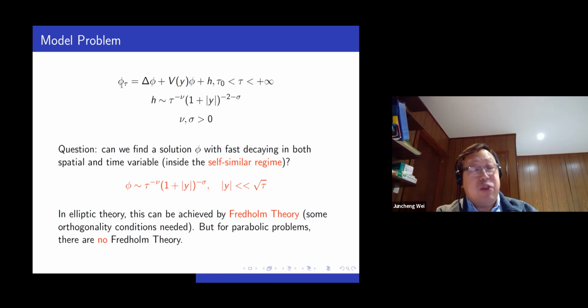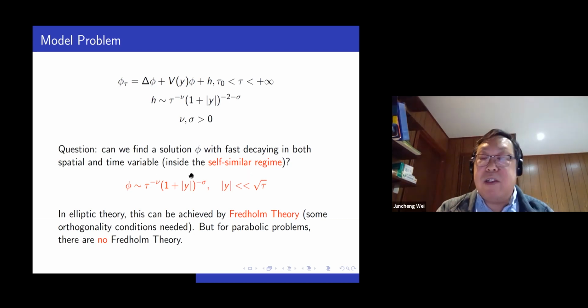So let's consider a Schrödinger type linear parabolic equation, and let's suppose our error has both a space decay and a time decay. Okay, so the question is, can we find a solution to this linear parabolic problem which has both space decay and time decay, at least inside the self-similar regime? Okay, inside the elliptical regime. Now, so this is a simple problem. This is what we need to solve.